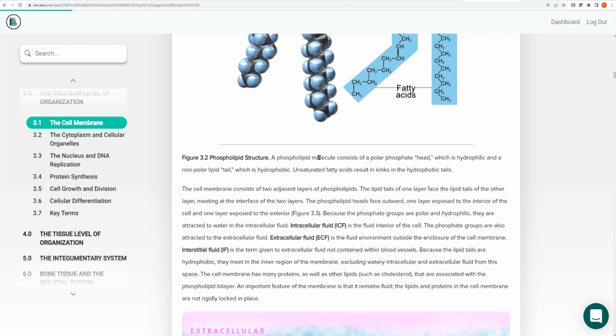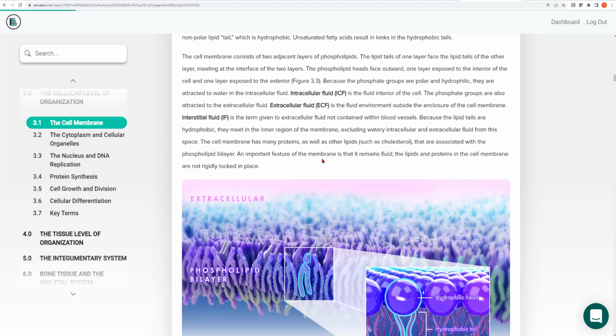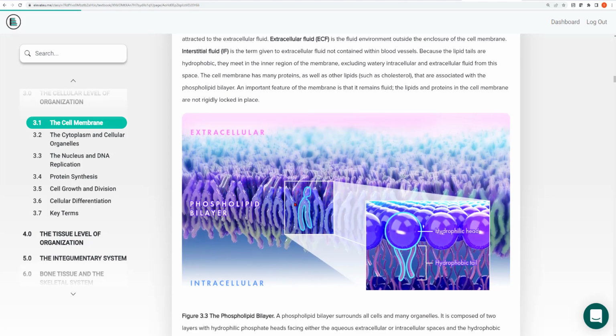So two layers of these phospholipids line up to create the cell membrane. So let's take a look right here. Inside the cell, intracellular. Outside the cell, extracellular. This purplish layer here represents the phospholipid bilayer or the cell membrane.